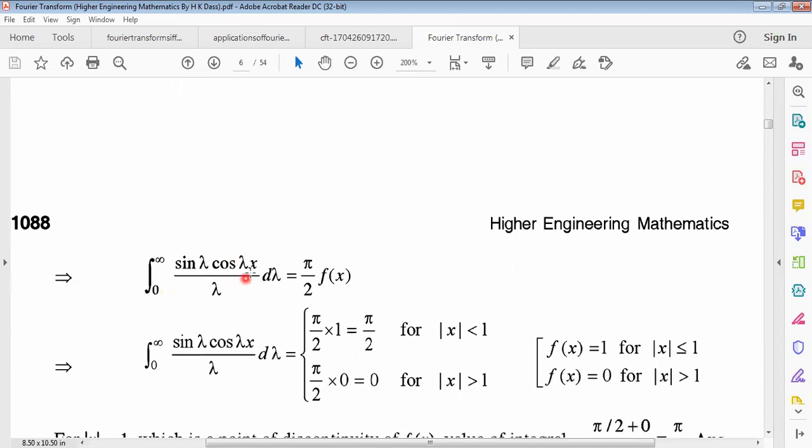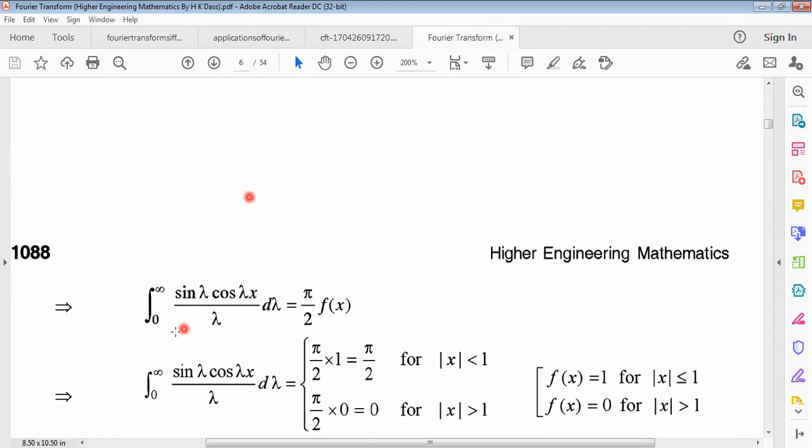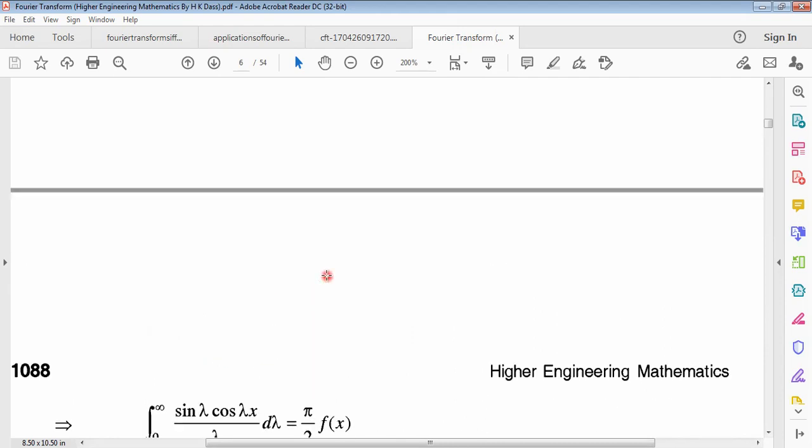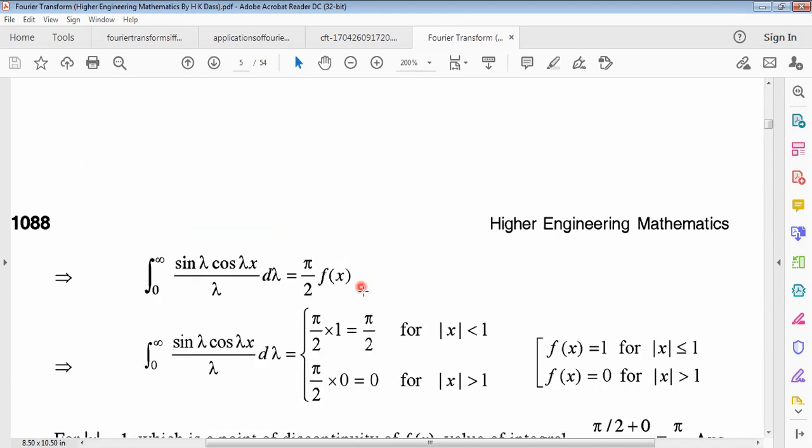Now from this relationship we have found the functional value f of x. Now using this relation, integral 0 to infinity of sine lambda cos lambda x divided by lambda d lambda equals what? Multiplying by pi by 2 on both sides, we get this one. Now this integral can be written as pi by 2 f of x.